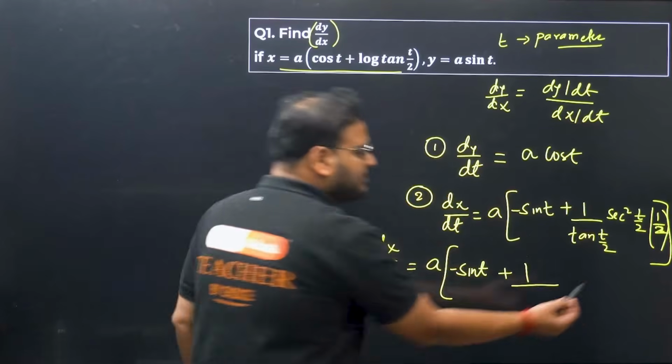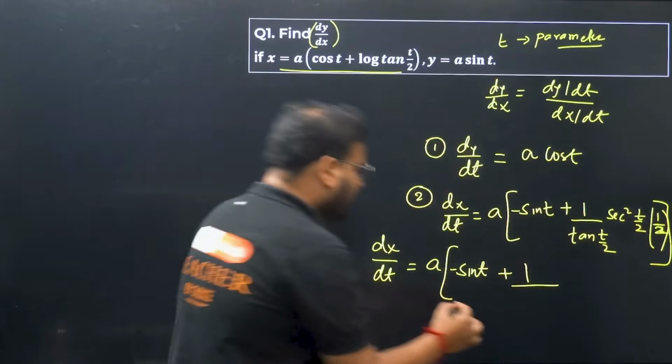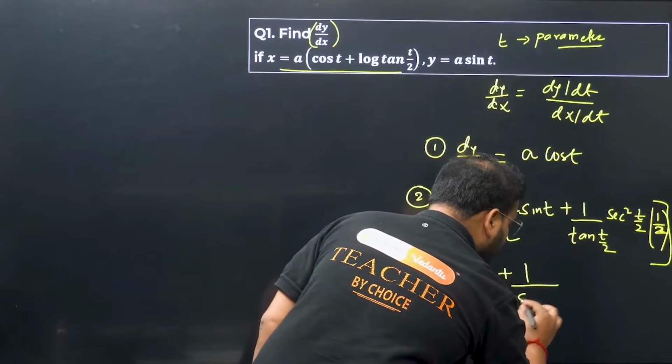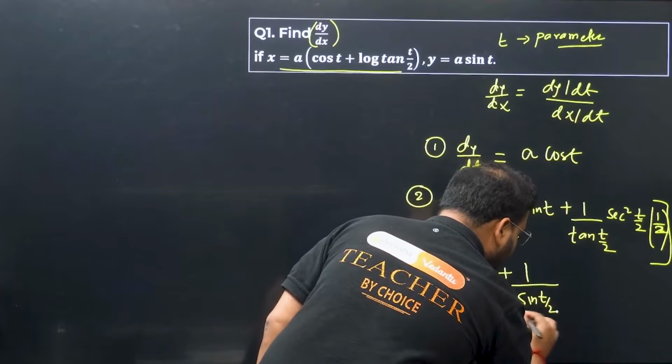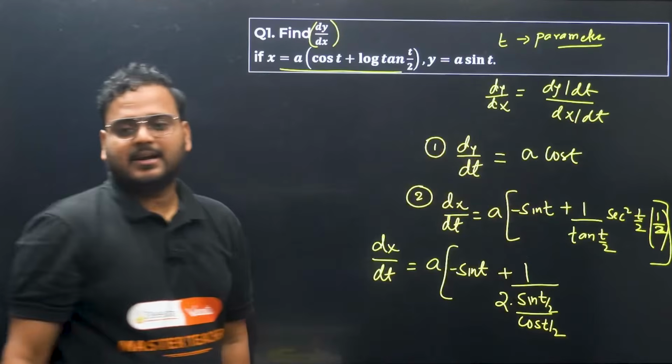So we have this number 1 by 2. You can see here 1 by 2. It means 2 is in the denominator, so write this 2 over here. What about tan? Tan t by 2 will become sin t by 2 divided by cos t by 2. Okay?